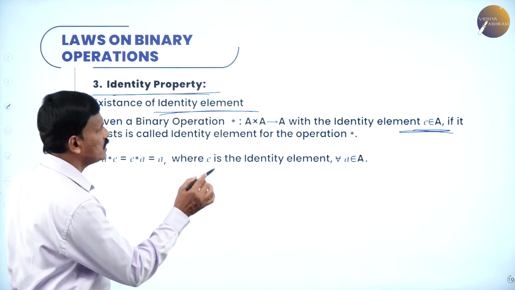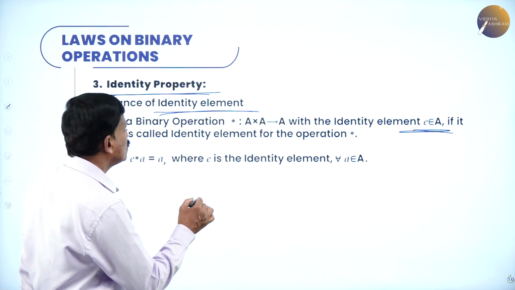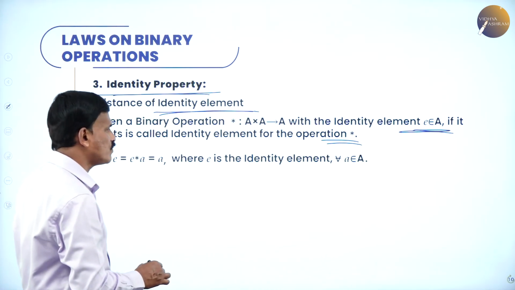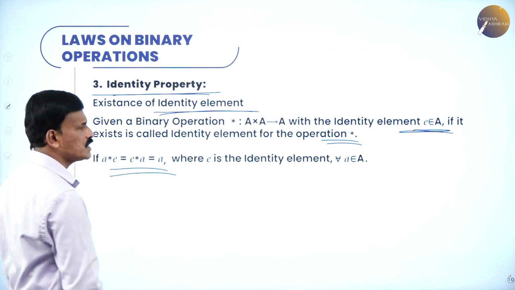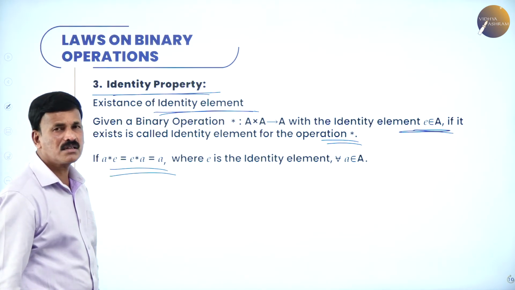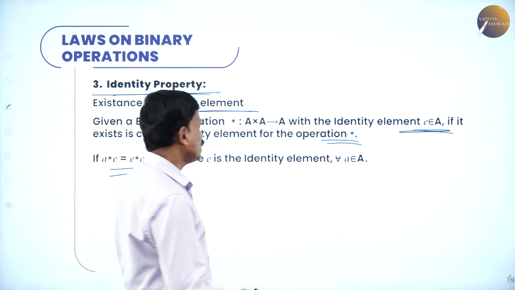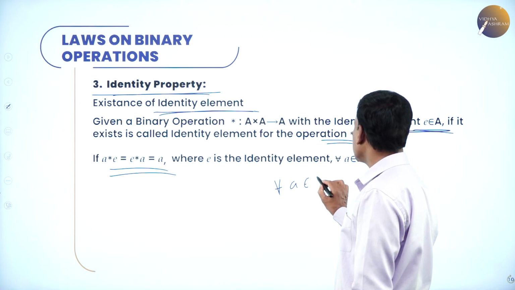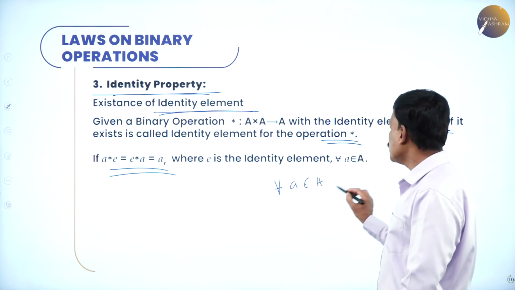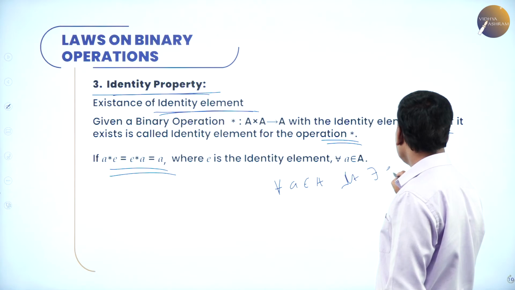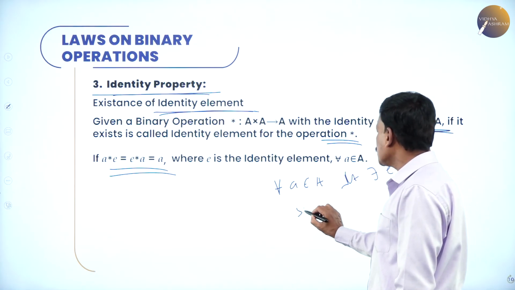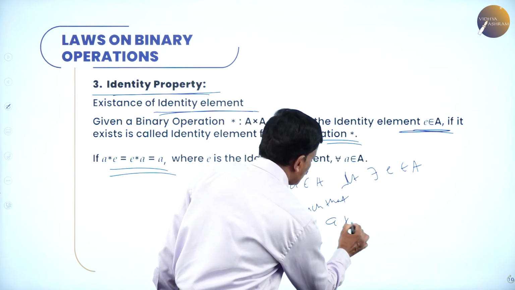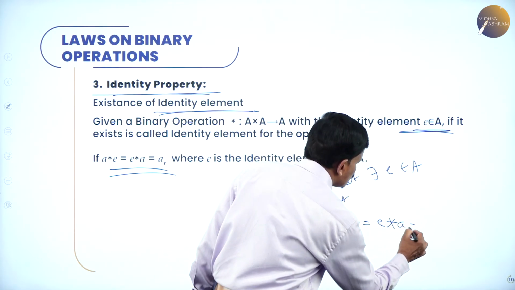An identity element exists in the operation star if and only if this condition is satisfied: A star E is equal to E star A is equal to A, where E is called the identity element. See here how to define. For all A belongs to the set A, if there exists an element E belongs to A such that A star E is equal to E star A is equal to A.